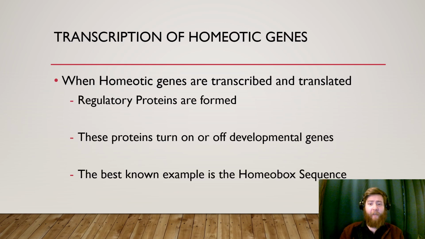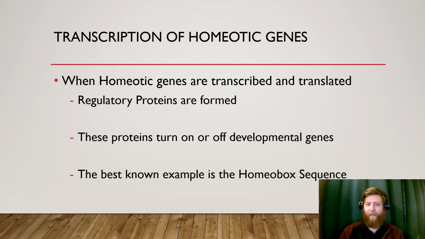And these guys, like any other gene, get transcribed and they get translated. When this happens, we get regulatory proteins. These proteins turn on or turn off certain developmental genes to make sure that you as an organism are developing, and then you stop developing. You don't want 3 arms, so you stop developing after you get 2.